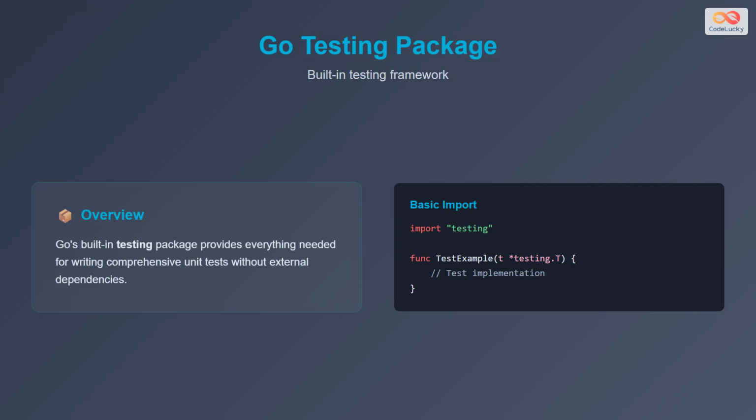Go's built-in testing package provides everything needed for writing comprehensive unit tests without external dependencies. To use the testing package, you'll typically import it into your test files. Here's how you do a basic import. Import testing. Then you define your test functions. These functions take a testing.T as a parameter, which is used to report any failures or errors.